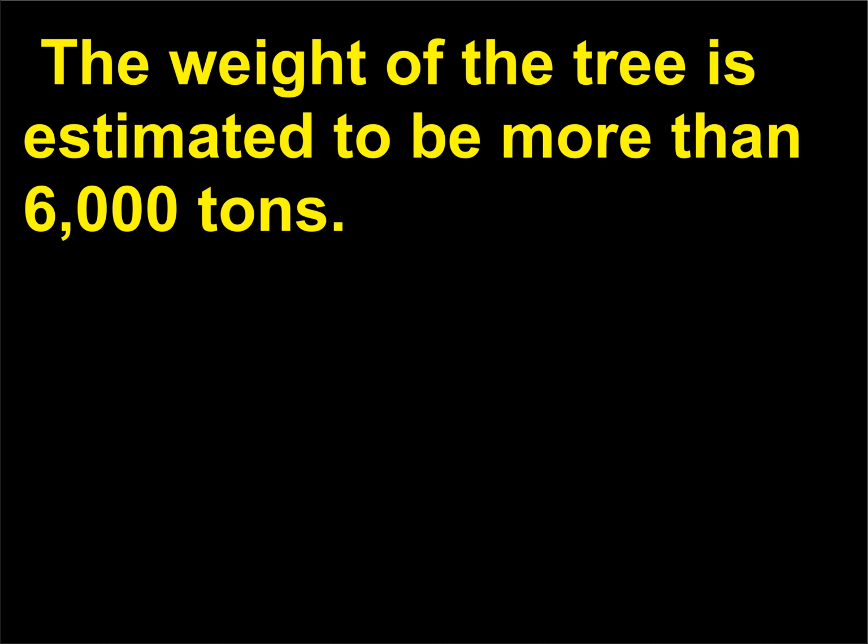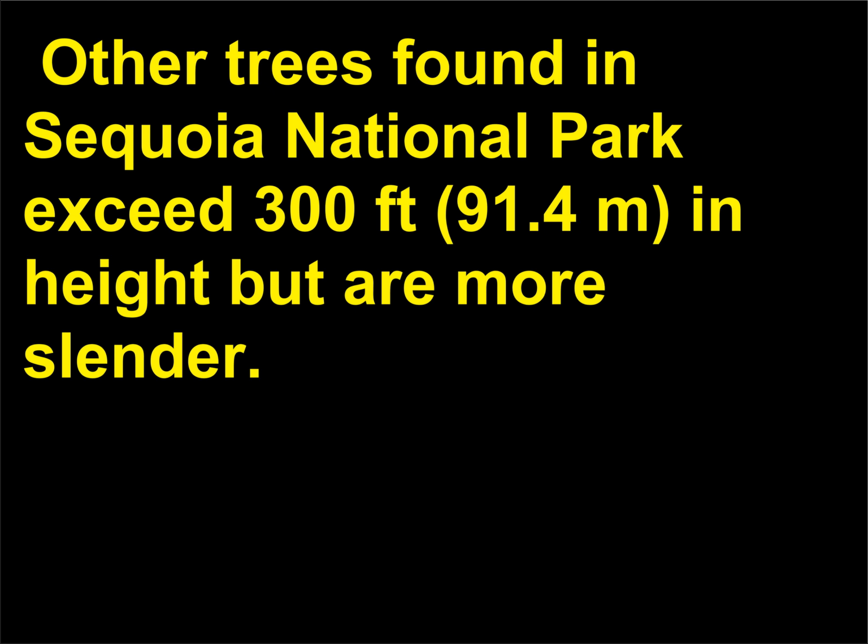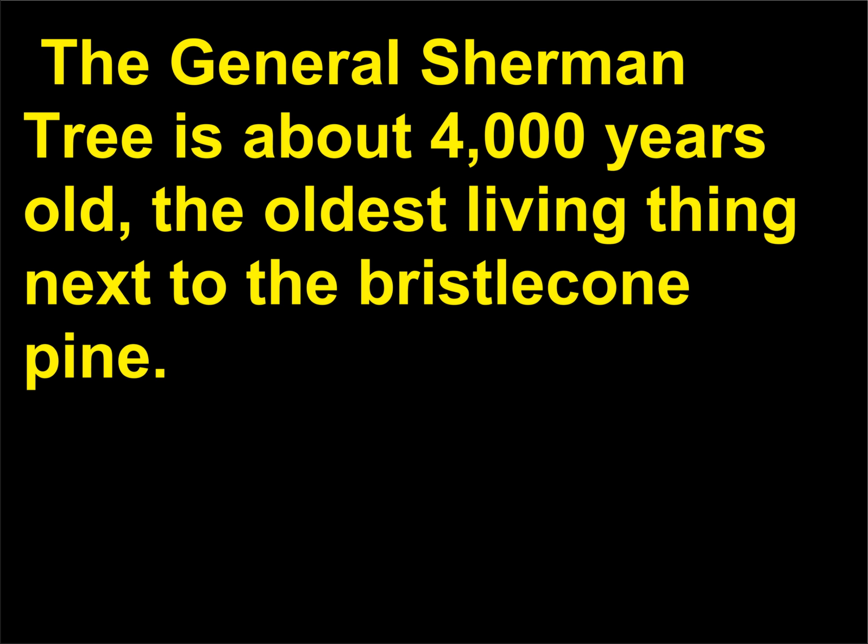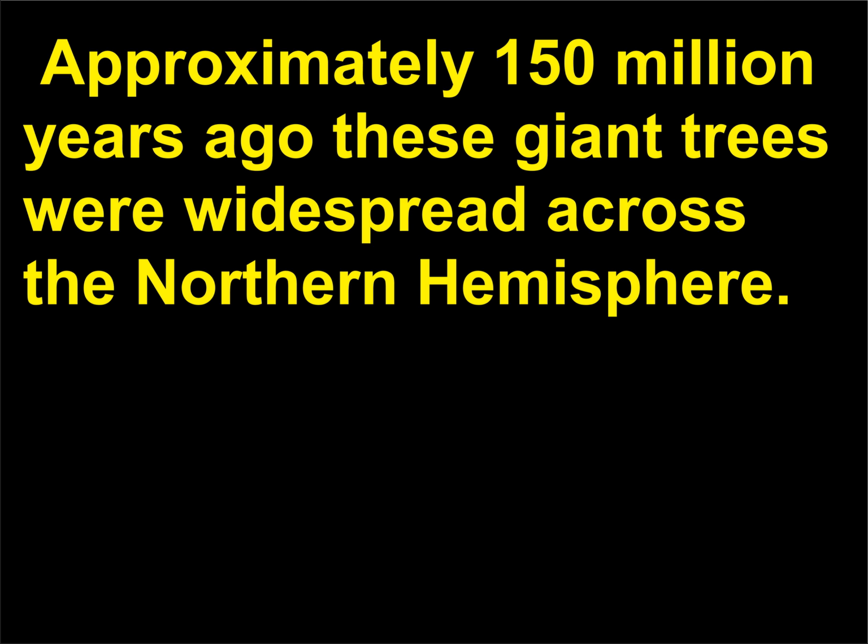The weight of the tree is estimated to be more than 6,000 tons. Other trees found in Sequoia National Park exceed 300 feet (91.4 meters) in height but are more slender. The General Sherman tree is about 4,000 years old, the oldest living thing next to the bristlecone pine. Approximately 150 million years ago, these giant trees were widespread across the northern hemisphere.